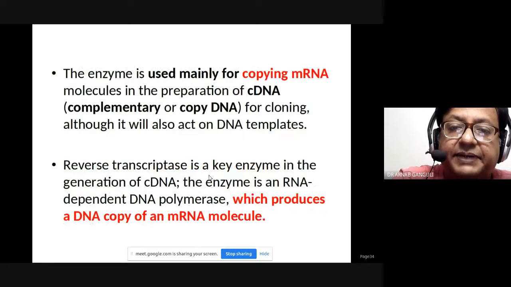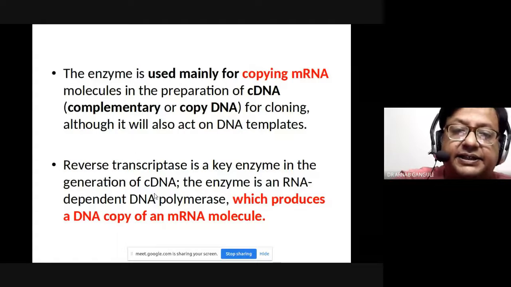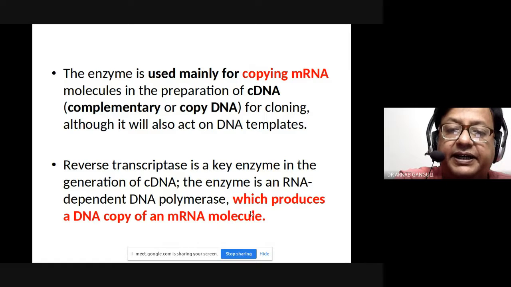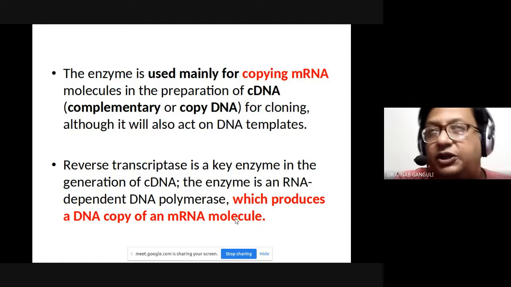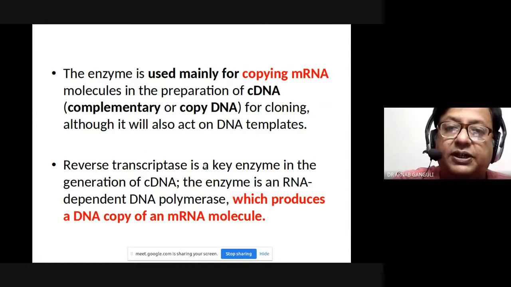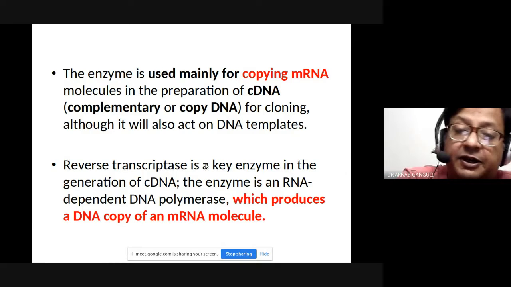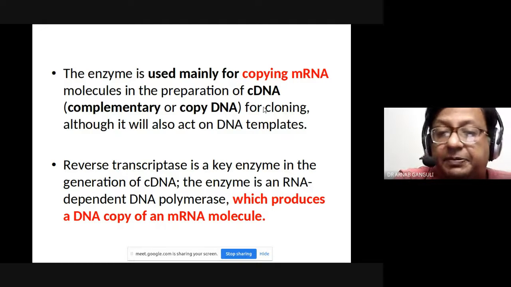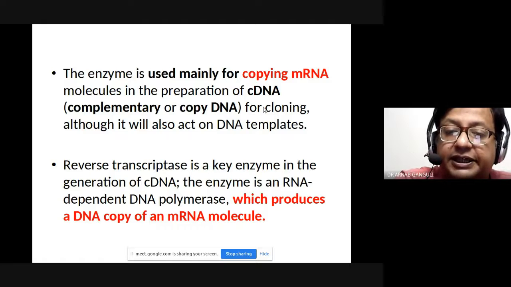Reverse transcriptase is a key enzyme in the generation of cDNA. It is an RNA-dependent DNA polymerase which produces a DNA copy of an mRNA molecule. When I talk about cDNA preparation, RT-PCR cDNA preparation, we will talk in detail on this.